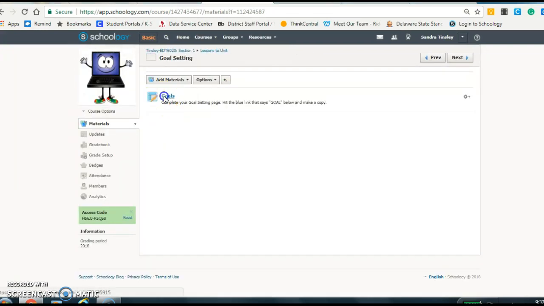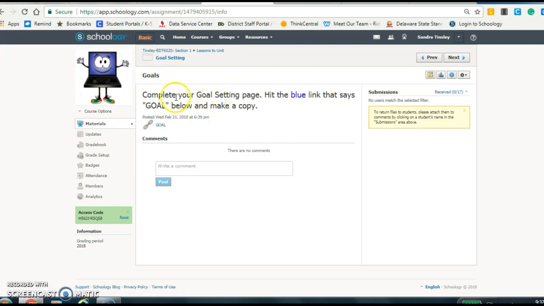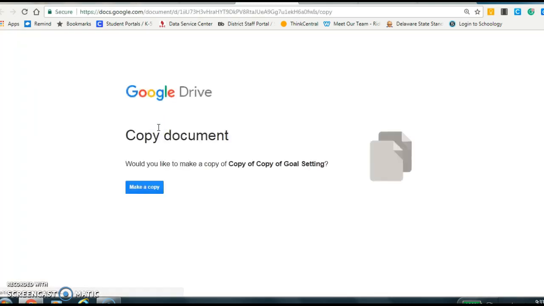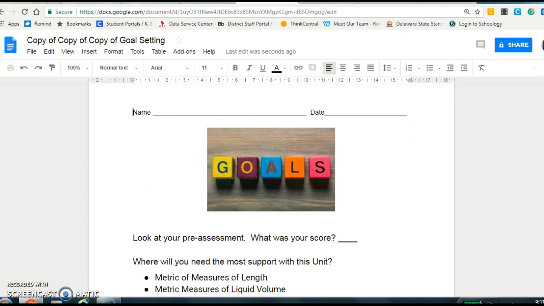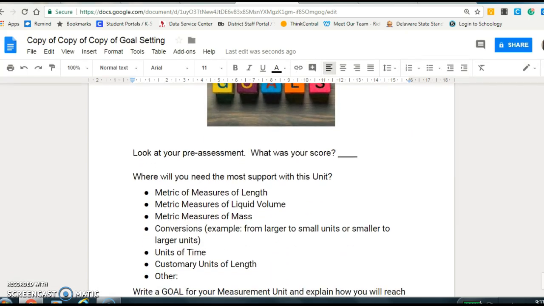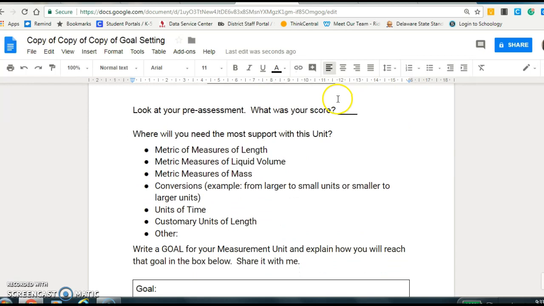They'll go to goals. They'll click on goals. It says complete your goal setting page. Hit the blue link that says goal below and make a copy. So they'll hit this link and they'll hit make a copy. They'll make a copy and they'll put their name and their date. They'll look at their pre-assessment. They'll put their score there, and then they will set their goals.